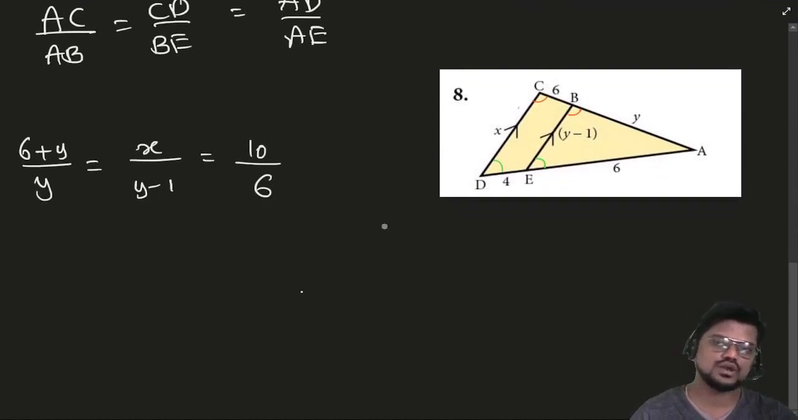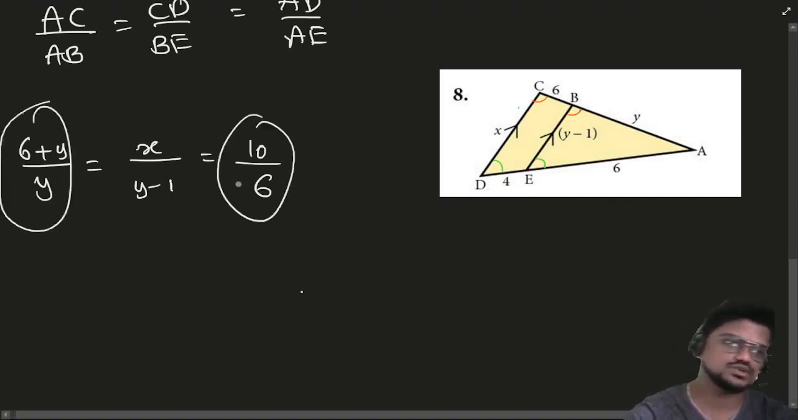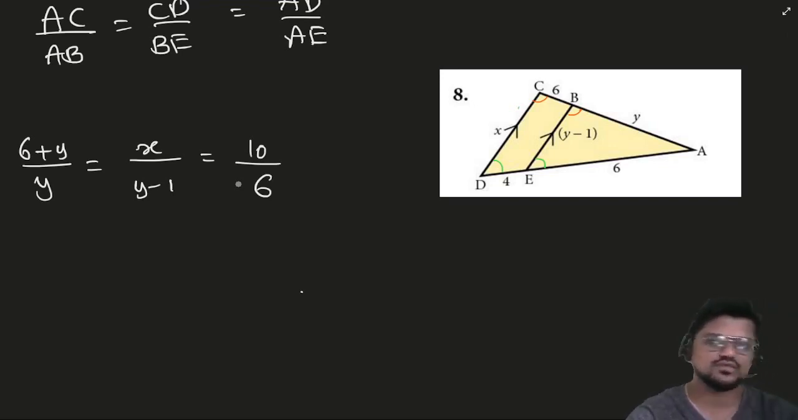Now I have to equate one of them to get the values of X and Y. Should I equate this two or should I equate this two? Which one should I do? 6 plus Y upon Y into 10 by 6. Why do I have to do this? Why not this?